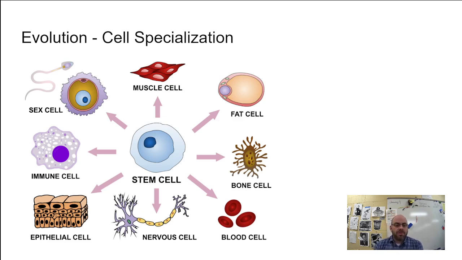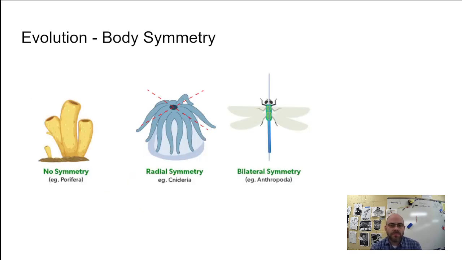So I take a sponge, which is a very simple animal. It's going to have very few specialized cells, whereas you take like a whale, it's going to have a couple thousand different kinds of cells located in its body. And so depending on the size and complexity of an animal, it's going to have more or less cell specialization.